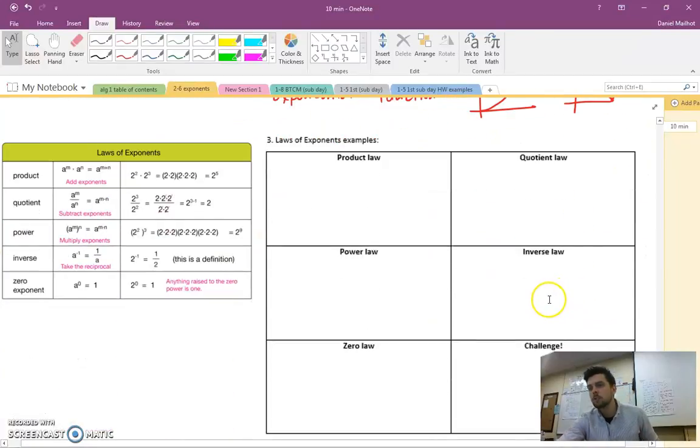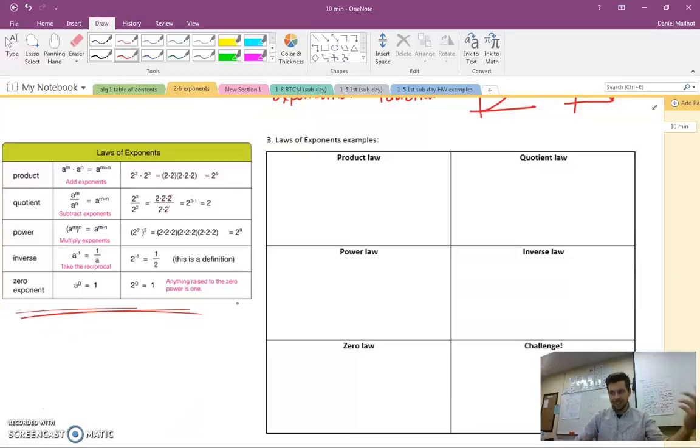For now, here's what we need to remember. This is a summary of what we just did in the previous worksheet, okay? Use it for a reference right there. You don't write on the left side. You don't write on the left side. But we're going to do a couple examples on the right side, okay?